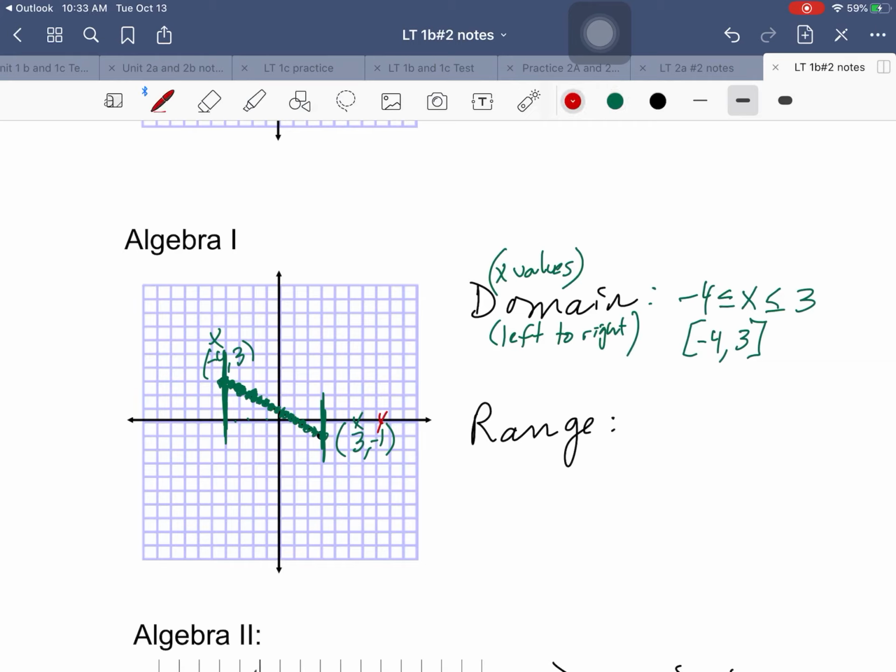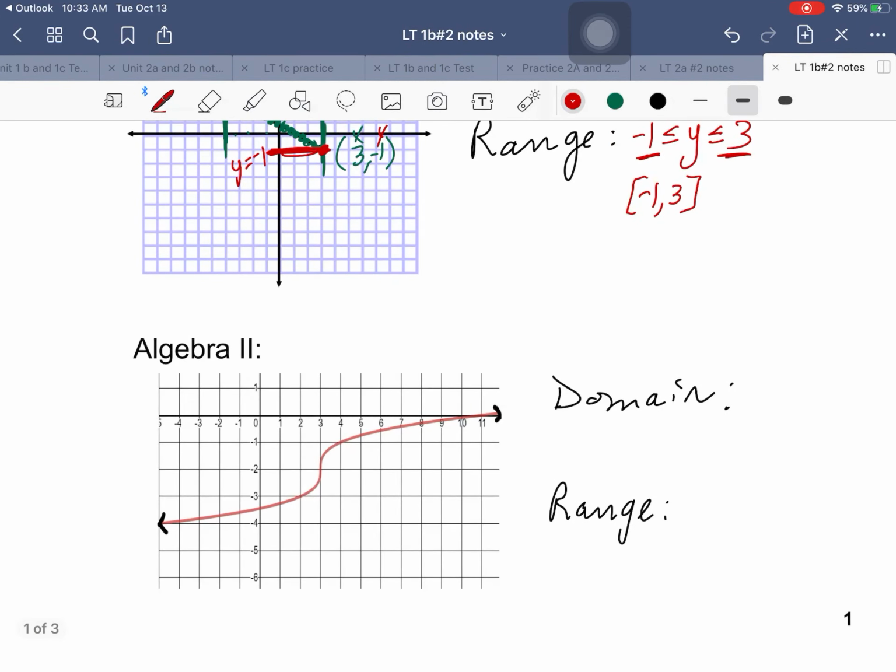Range is the y values. So the lowest y value is -1. It's equal to because it's a filled in circle. And the highest y value is 3, the highest part of the graph. So it was represented like that in Algebra 1, or in Algebra 2, we're going to label it like this, that's interval notation. So the lowest y value is -1, the highest y value of the graph is 3, and that's saying that every number between -1 and 3 is represented in the graph.